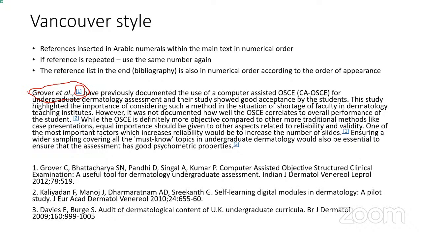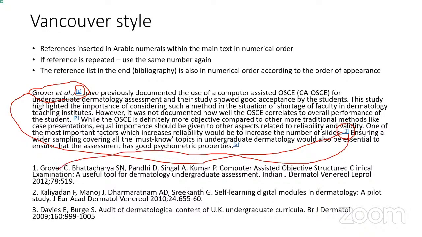Now, when this same reference is quoted again, it will have the same number. So again 1, and when you go down, you'll find that 1 is this. Details are over here. The second reference which is quoted in the text will be number 2, which is over here. The third reference will be number 3, and so on. Now, if number 2 is quoted again somewhere, it will again carry the same number, number 2. If number 3 is quoted again, it carries the same number 3 again, and so on.